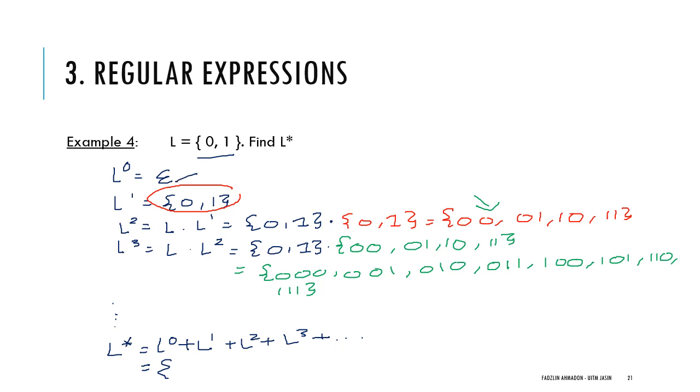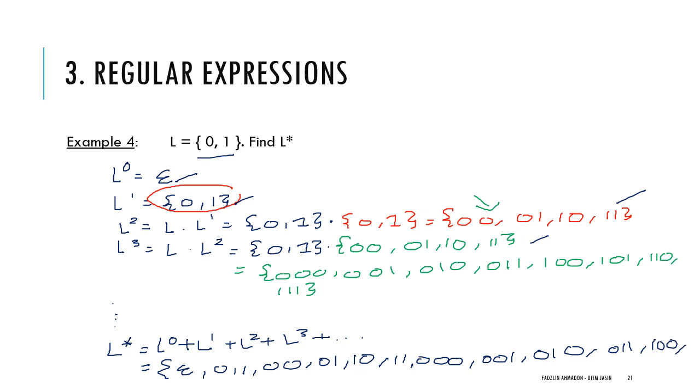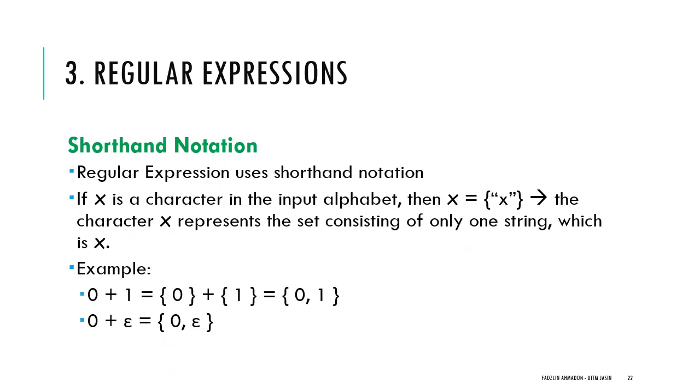So it's going to be first epsilon, and then 0, 1, and then 0, 0, 0, 1, 1, 0, 1, 1, and then this one: 0, 0, 0, 0, 0, 1, 0, 1, 0, 0, 1, 1, 1, 0, 0, 1, 0, 1, 1, 1, 0, 1, 1, 1. And remember, we are not done because this operation can be done to L to the power of 13, L to the power of 100, L to the power of 430, until, like I said, it is unending.